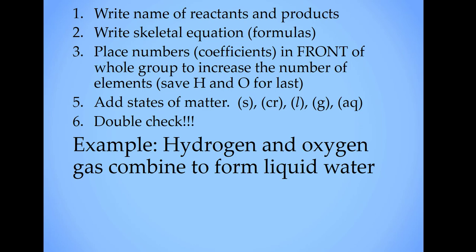Then when you go to balance it, you're going to put numbers or coefficients in front of the whole group to increase the number of the elements. And oftentimes hydrogen and oxygen can appear multiple times in a chemical reaction. And so those tend to be a little bit more difficult. And so usually you want to save those for last.